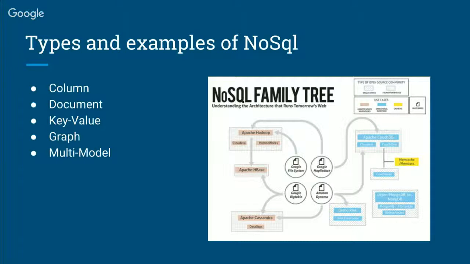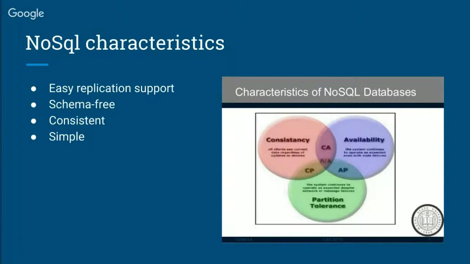There are 5 main types and examples that have to deal with NoSQL. These types and examples are column, document, key value, graph, and multi-model. Here are some key characteristics that make NoSQL what it is. NoSQL has easy replication support. It is schema-free. NoSQL also is consistent and simple.